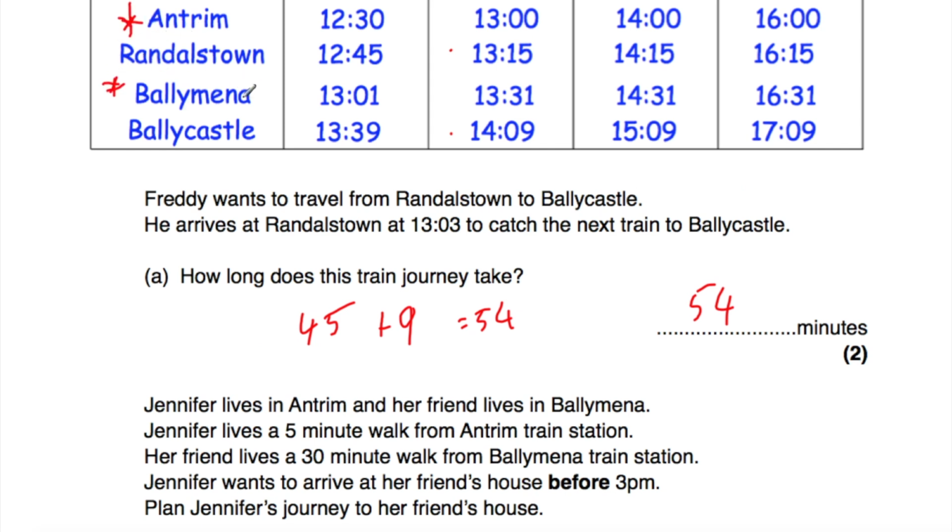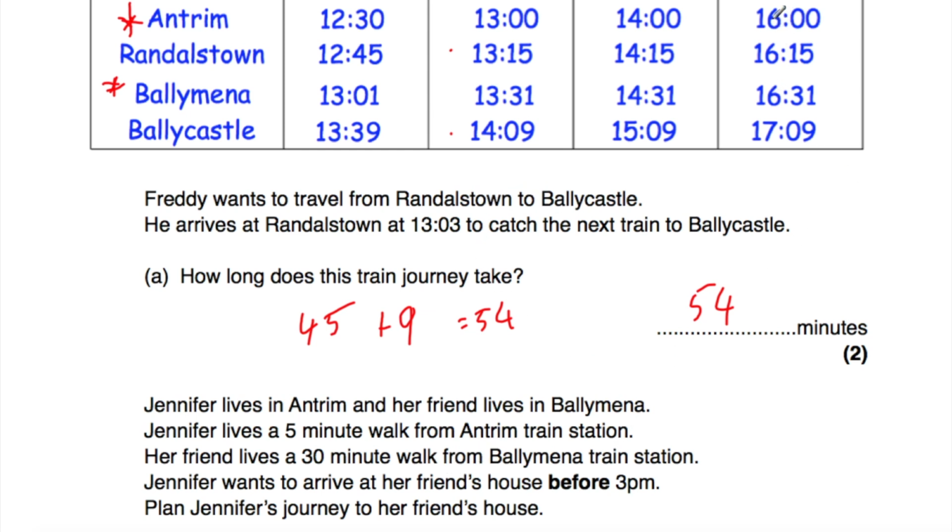So we're looking at Antrim and Ballymena, and then we're told that she lives a 5-minute walk from the Antrim train station. Her friend lives a 30-minute walk from Ballymena train station, and she wants to arrive at her friend's house before 3 o'clock. And then the question says, plan her journey. So she wants to arrive at her friend's house before 3 o'clock.